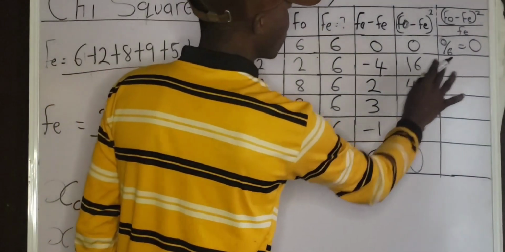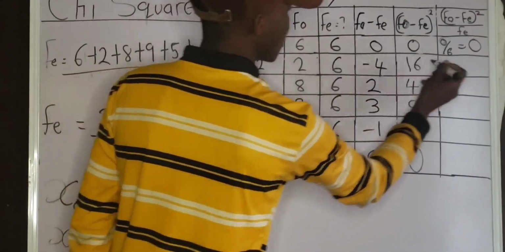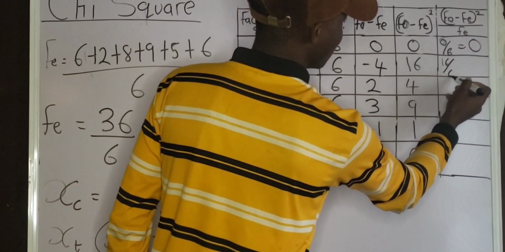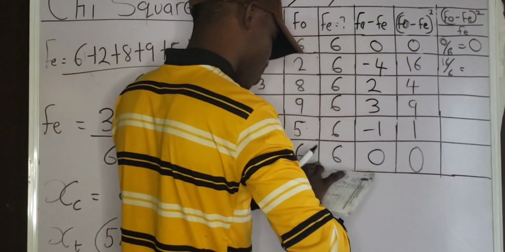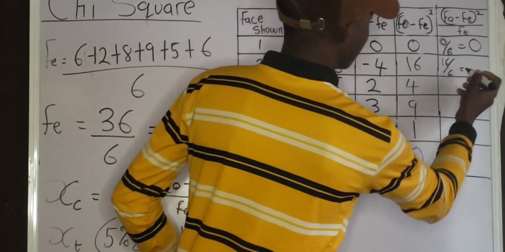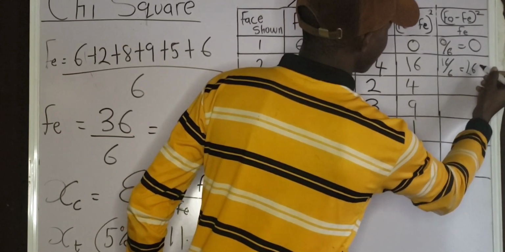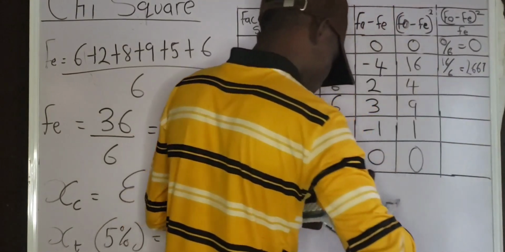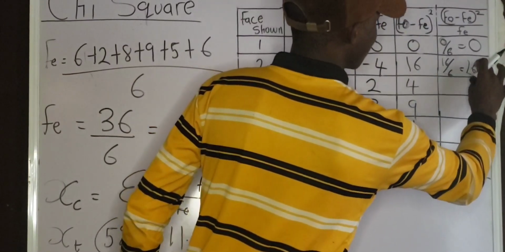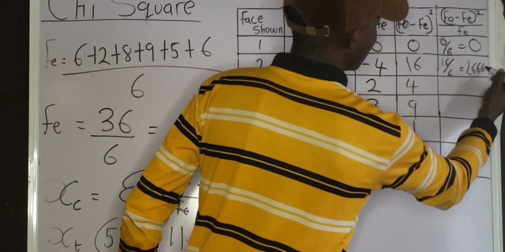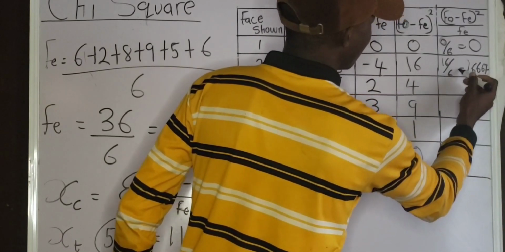So, for these cells, I'm going to have 16 divided by 6. 16 divided by 6, that is what? If you want your calculator, you're going to get 2.66. 2.667. No. 2.6667. Okay?